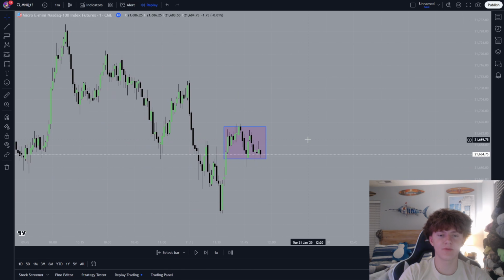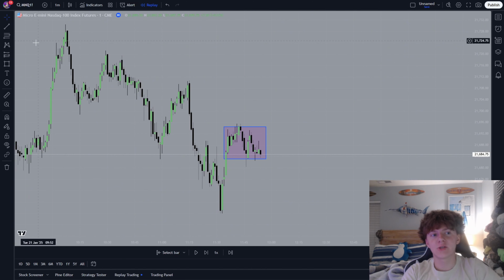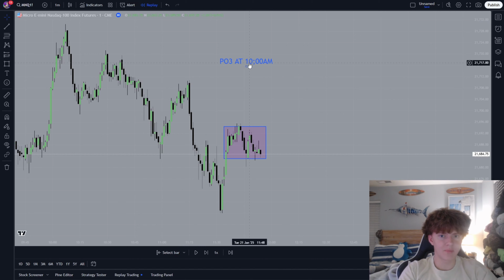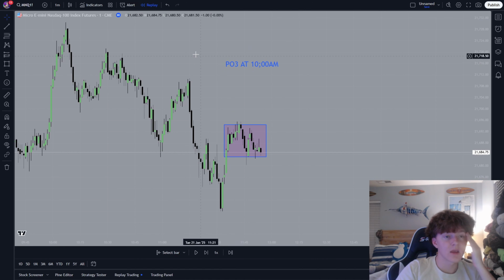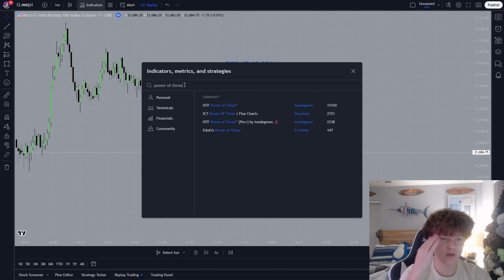Alright, so obviously right here, we are consolidating around our 10 a.m. time frame. If you guys did not know, the PO3 strategy happens at 10 a.m. So our PO3 strategy happens at 10 a.m. and you guys can search up here Power of 3. You guys can get this free one by 2 degrees.